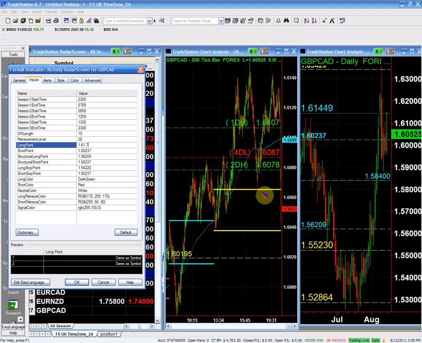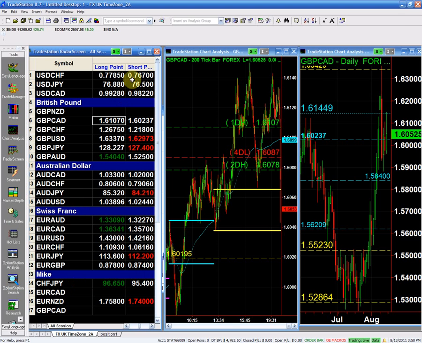I'll place my stop right below this point here, below the 160.06. My stop is 160.06. Okay, that's my stop, and my structure long to the upside is the 161.44. So we have a very nice setup in the pound CAD.